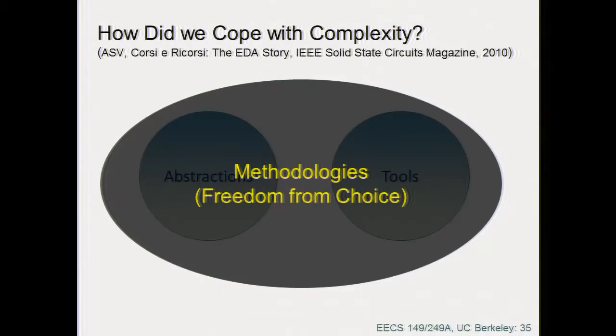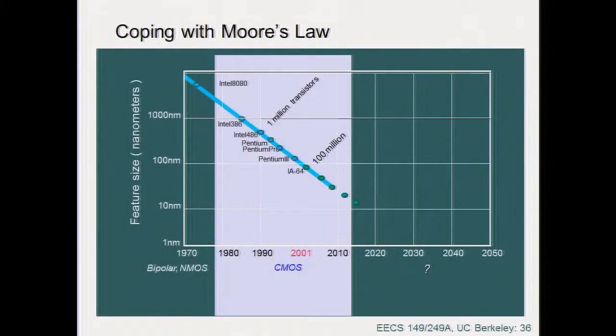So in fact, you can think about methodologies as freedom from choice. It's preventing you from getting in trouble. Right? So don't do that, because you are not going to be able to design. If you do this, we are going to provide you with tools, with proofs, with everything known to man. So please do that. So that's an important lesson.